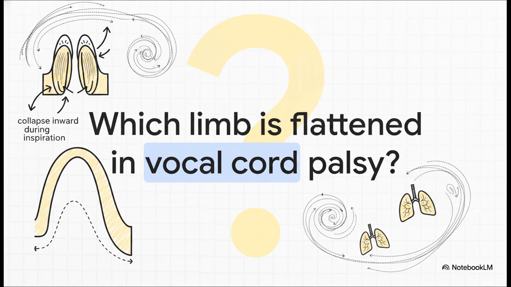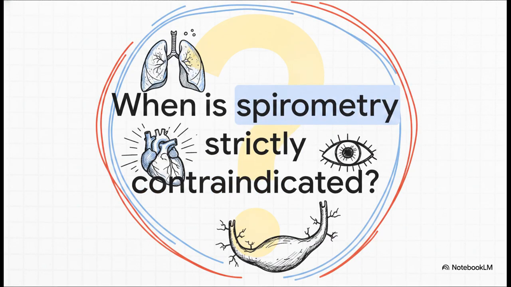Almost done. Question 9. A patient with a vocal cord palsy presents with stridor. Which limb of the flow volume loop is selectively flattened? Well, vocal cord palsy is a classic example of variable extrathoracic obstruction. And what this means is the airway collapses inward during inspiration, thereby selectively flattening only the inspiratory limb. And finally, bringing it home with question 10.